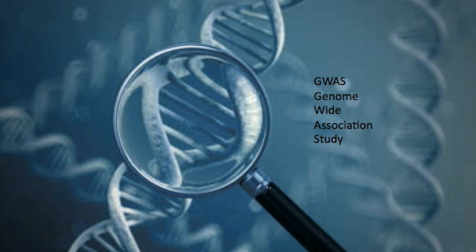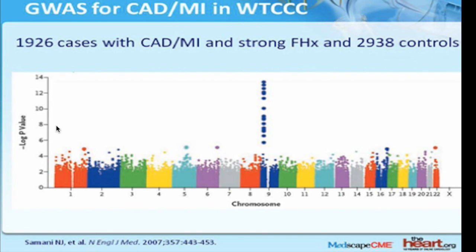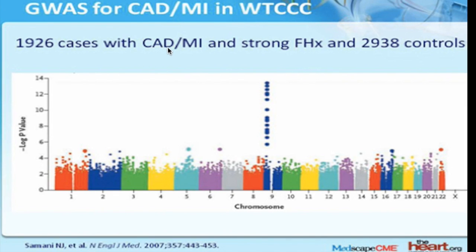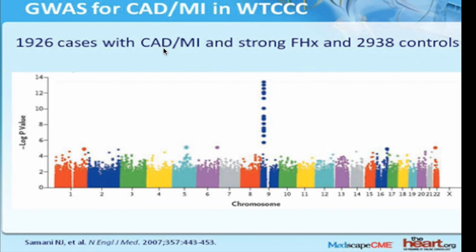GWAS, Genome-Wide Association Study, is the name given to the project, whereby scientists search for mutations that show association with different diseases. This is an example of what such research can produce. We see the y-axis measures the degree of association with whatever particular disease, in this case, coronary artery disease, which happens to be one of the main component characteristics of obesity. And on the x-axis, we see the chromosome numbers.